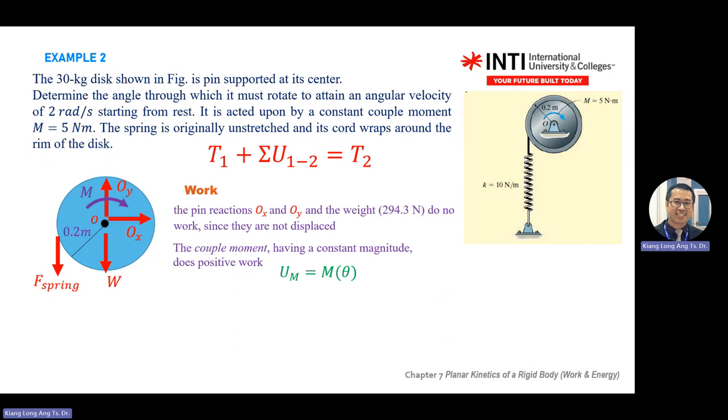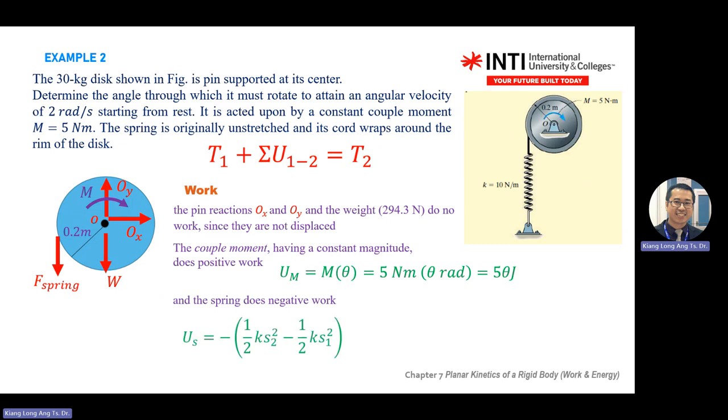Okay, this one shows you the moment first. What do you think the theta will be? You calculate the theta. If you don't know, you just put theta there. M, theta, Joule. If you don't know, just put a parameter there. Why? Because later you substitute inside here. You already have the T1 and T2. For the spring, you apply the equation just now. Work done by the spring is negative bracket, half kx squared minus half kx squared.